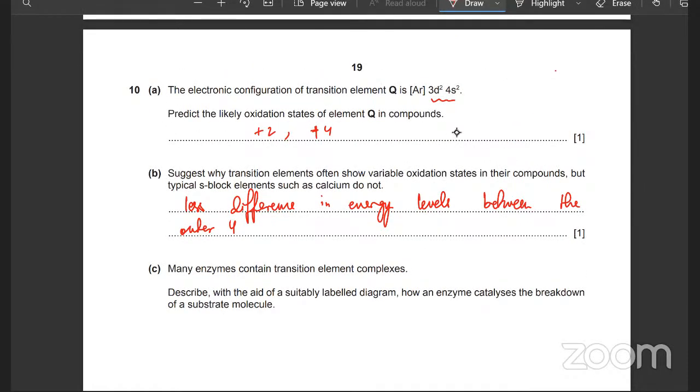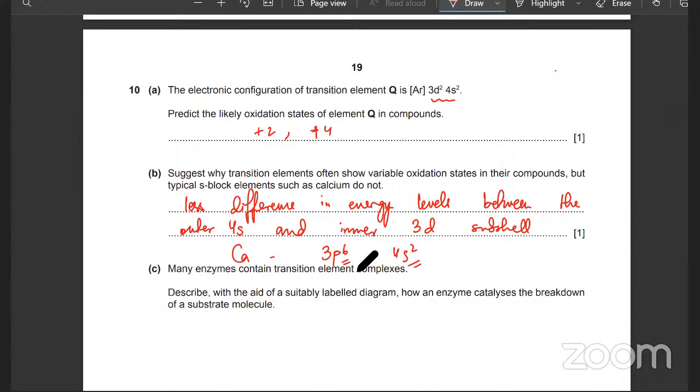So levels between the outer 4s and the inner 3D subshell. So the energy difference is not really very high. In calcium, the energy difference is very high because if you look at calcium's electronic configuration, you reach 3p6, and then all of a sudden you have 4s2. So the energy difference is huge in this case.